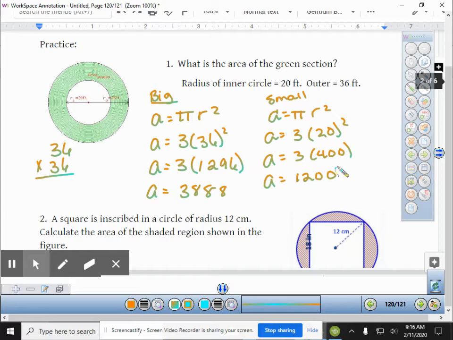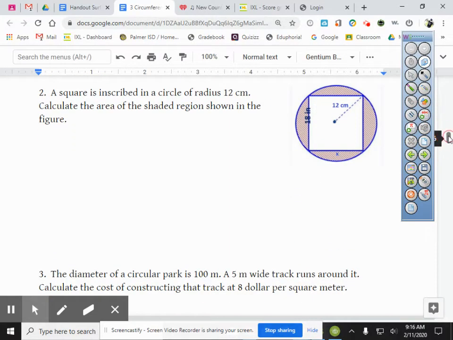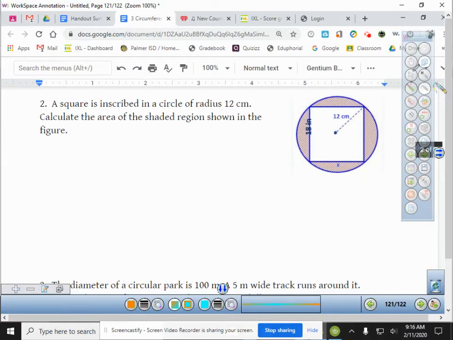Good. Look at number 2. It's a square. You do the same thing as what we just did. A square is inscribed in a circle of radius 12 centimeters. Calculate the area of the shaded region shown in the figure. Tell me what to do, step by step. We need to find the area of both the square and the circle, and then subtract.